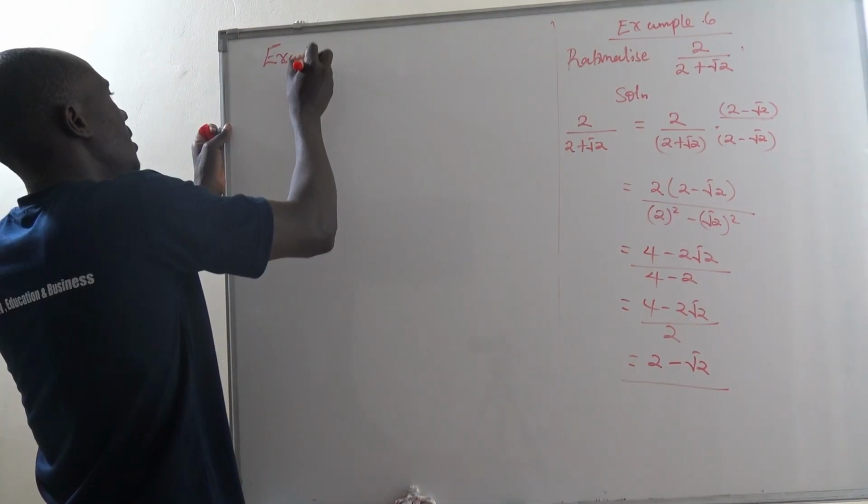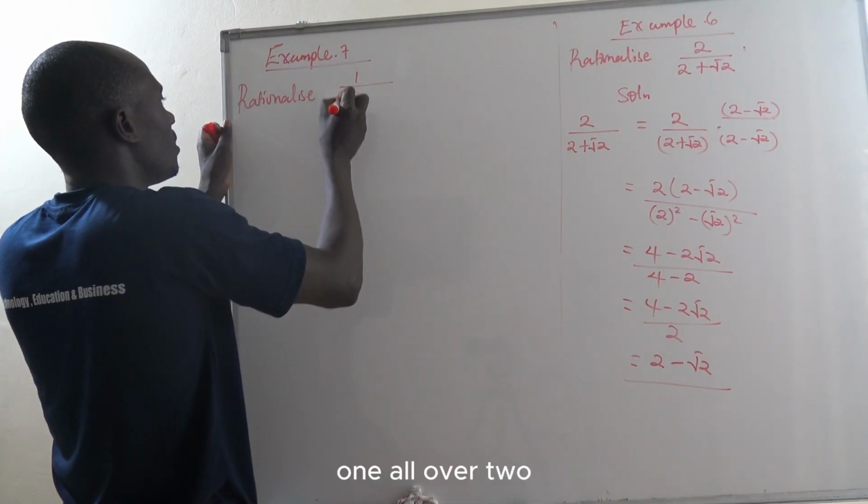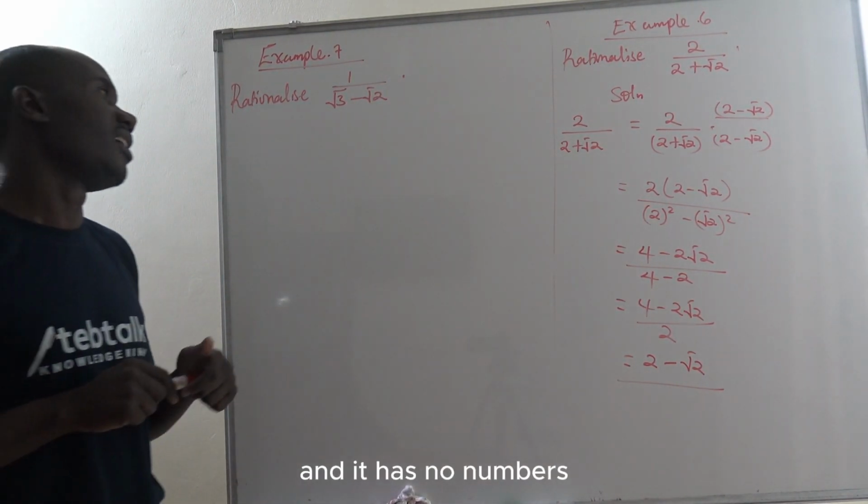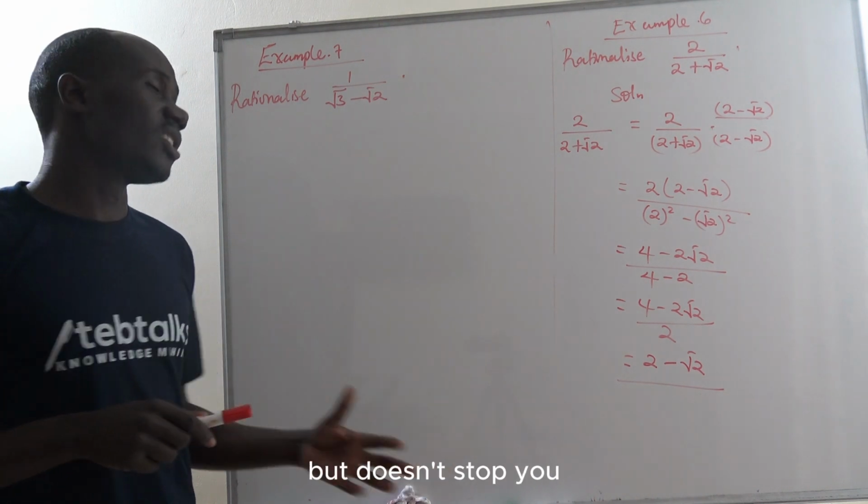So another example, example 7, 1 all over 2. So what we're going to do, all of them you can see they are under irrational numbers, but that doesn't stop you.